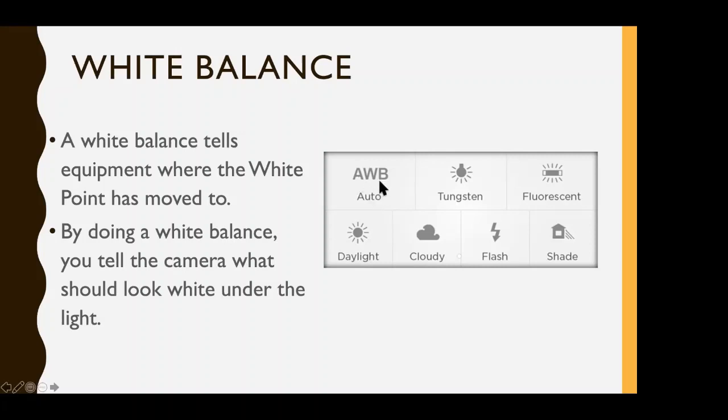The auto white balance, the camera looks for itself. And how does it look for itself? By pointing it at an object that's white. When you hit white balance and it's pointed at a white object, you tell the camera, okay, this is white. So that's what a white balance is.